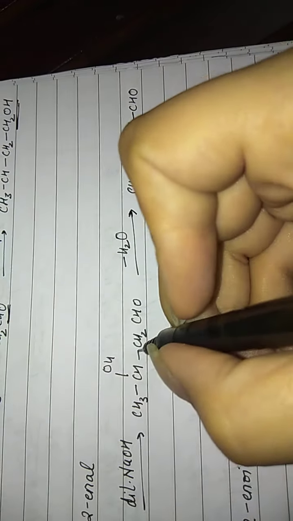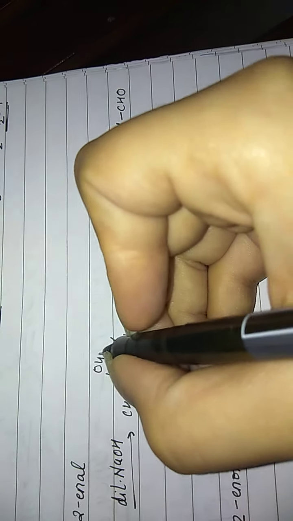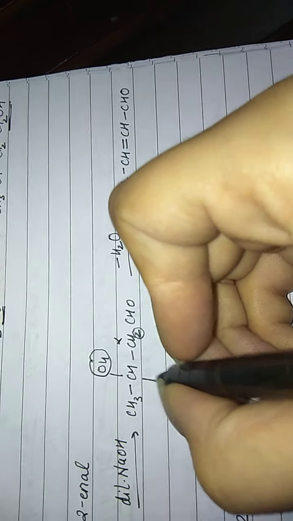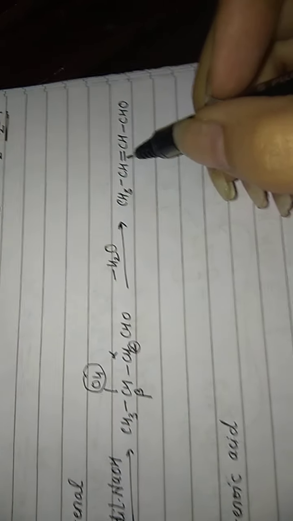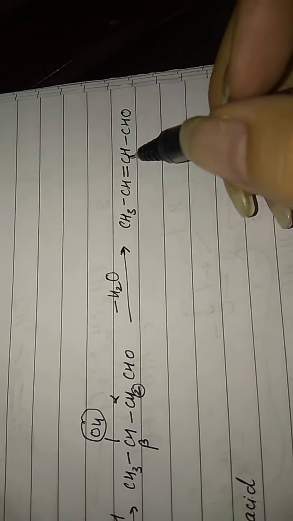and then if I dehydrate, that is the second step of aldol condensation. If I dehydrate, from this position, which is your alpha position, H is removed, and from the beta position, OH is removed, giving me a double bond between alpha and beta, showing me unsaturation between alpha and beta.